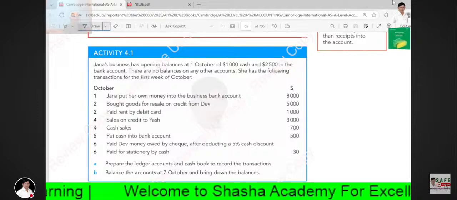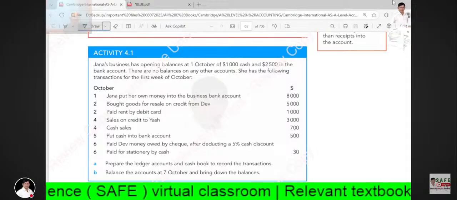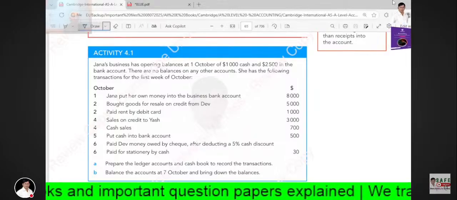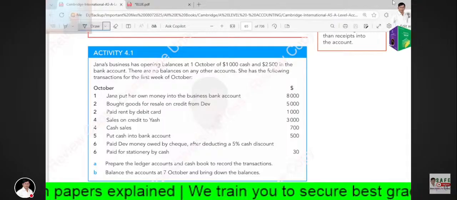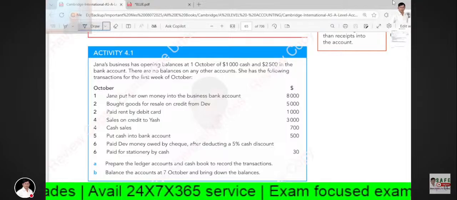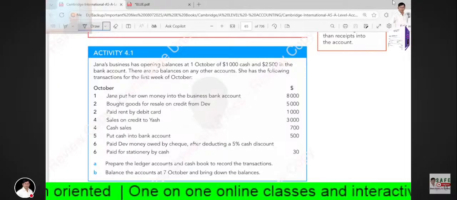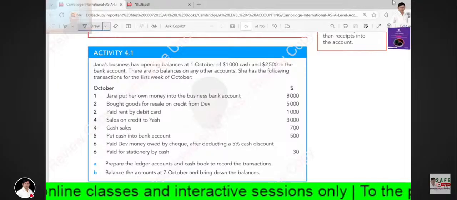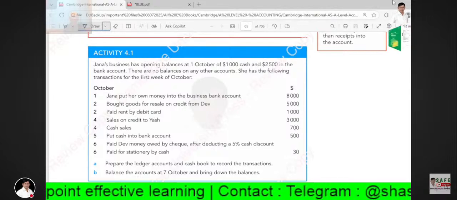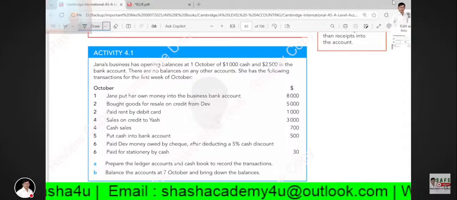Bought goods for resale on credit from Dev. Paid rent by debit card, $1,000. Sales on credit to Yash. Cash sales $700. Paid cash into bank account $500. Paid Dev money owed by check after deducting a 5% cash discount. Paid stationery by cash, $30. So prepare the necessary accounts and cash book to record the transactions. Balance the accounts at 7th October and bring down the balances.